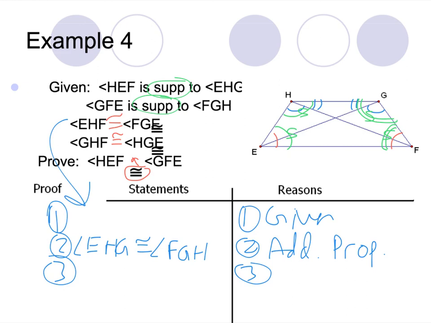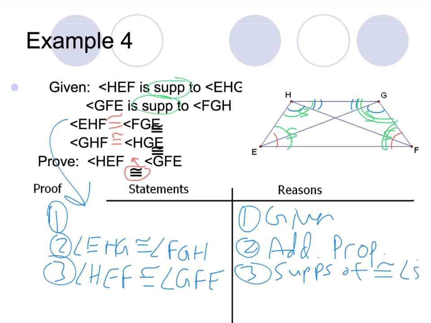I've got EHG and FGH congruent to each other. I've got the supplementary aspect going, so I can say that angle HEF is congruent to angle GFE, and that would be sups of congruent angles are congruent. There are different ways of writing this. That's one of the short ways that I've done. But there are different ways of describing that theorem, but they all are kind of similar to each other. All right, awesome, great, grand, wonderful.